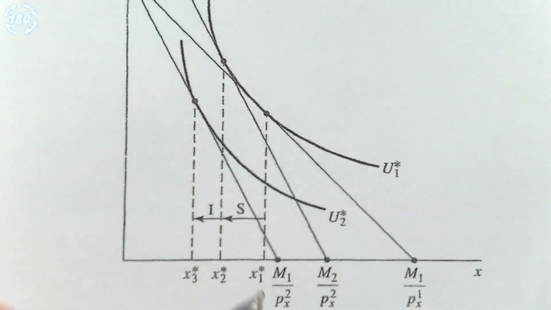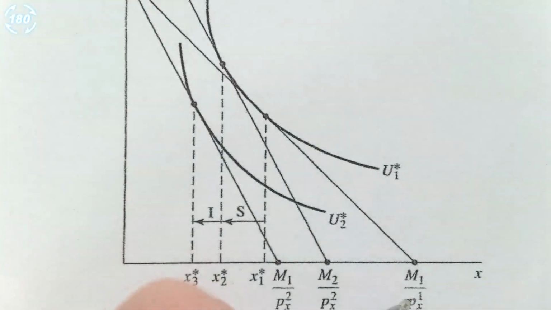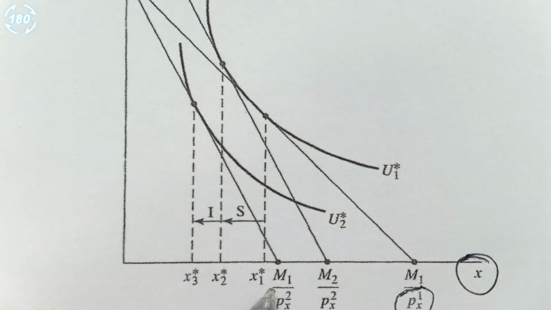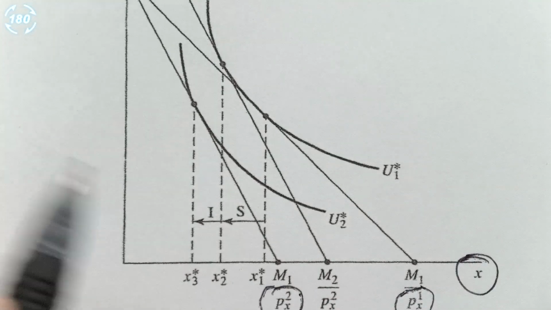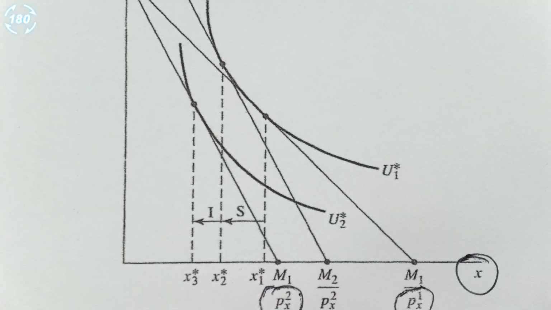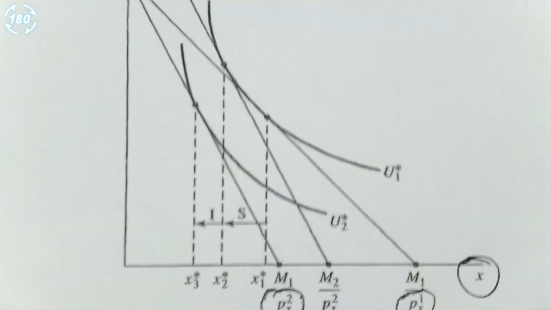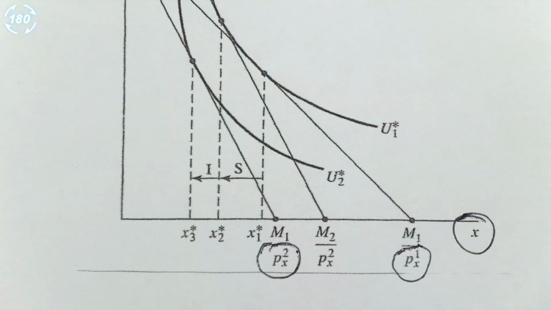Here, we've got a price, P1, of the good on the x-axis. And we're going to change the initial price, P1, for this good here, to P2. And you'll see over here there's a P2X here. So we're going to change the price from P1 to P2 for good X. We're going to break that down into two parts.